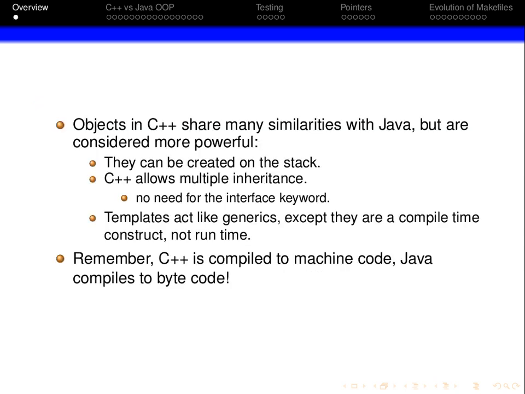So C++ shares many similarities to Java, namely because Java is based off of C++. But the objects in C++ are generally considered more powerful. First off, they can be created on the stack. I think I showed you that beforehand, where in Java they were always in the heap. In C++ they can be created on the stack, which helps you with allocation and deallocation. C++ allows multiple inheritance. Do you know what that means?